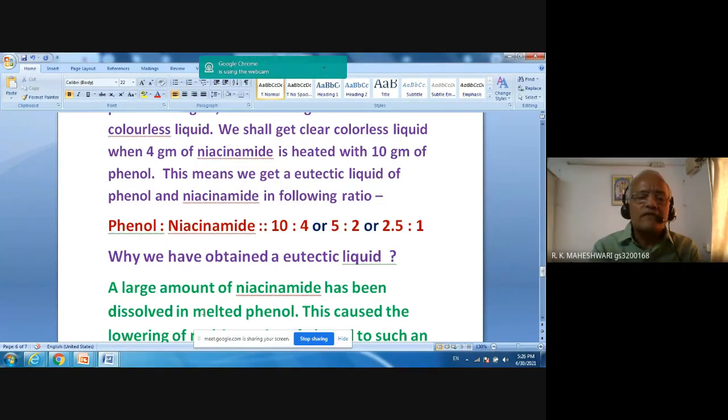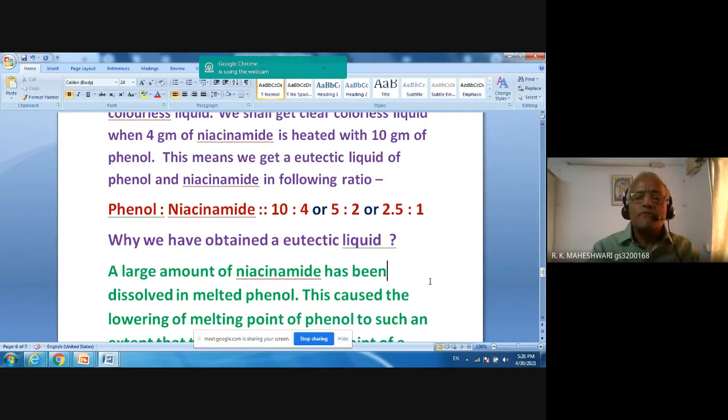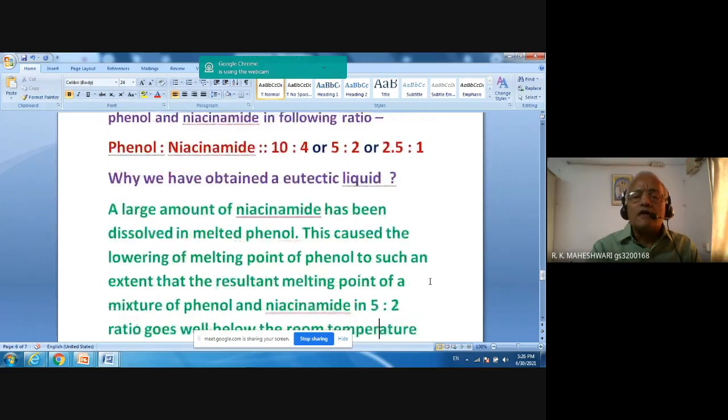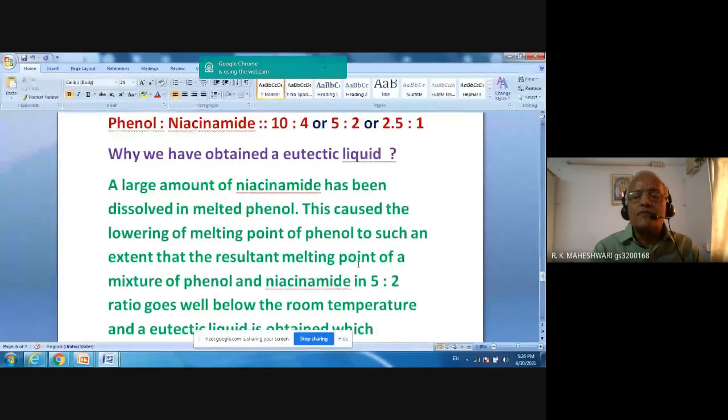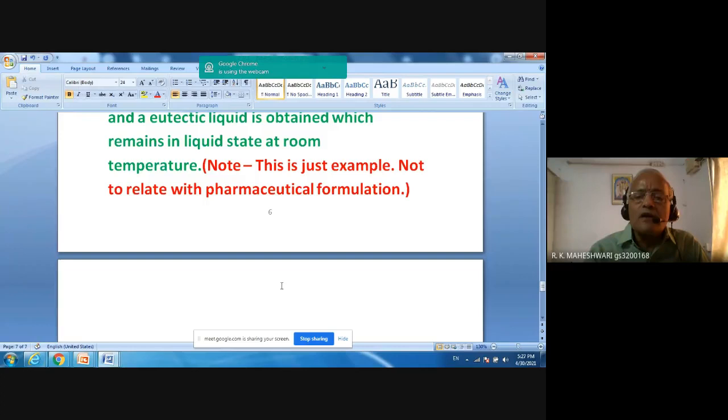A large amount of niacinamide has been dissolved in melted phenol. This caused the lowering of the melting point of phenol to such an extent that the resultant melting point of a mixture of phenol and niacinamide in 5:2 ratio goes well below room temperature, and we get a clear colorless eutectic liquid. It remains in liquid state at room temperature. Note, this is just an example, not to relate with pharmaceutical formulations.